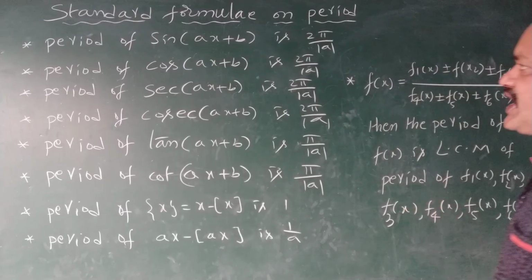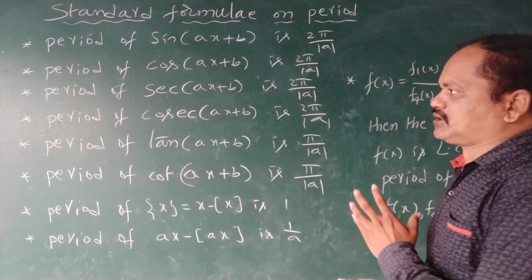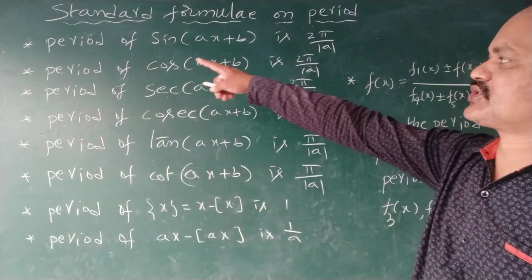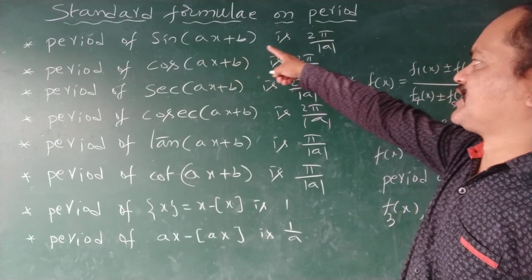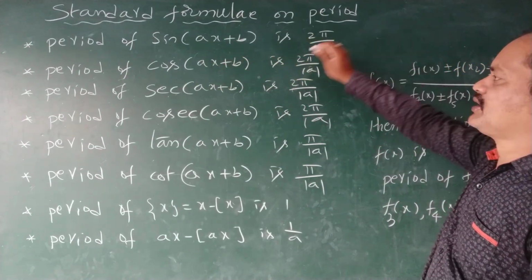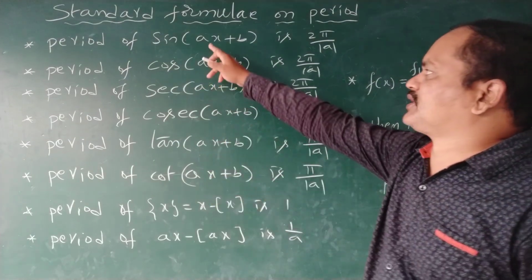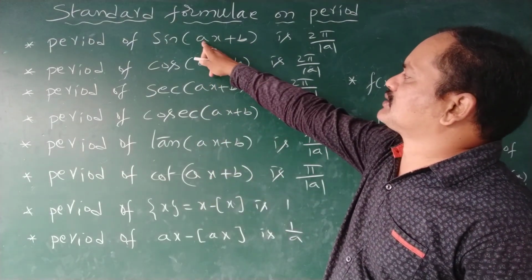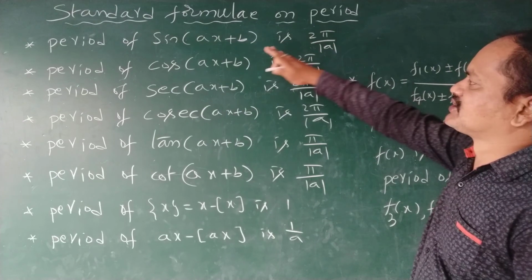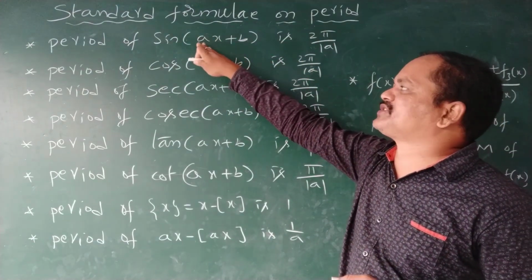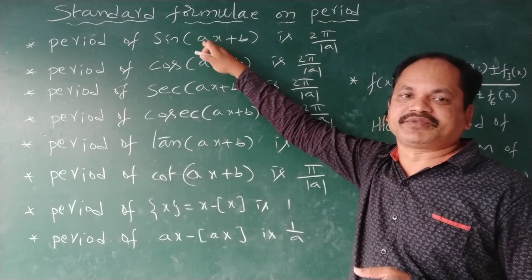Now some standard formulae on different types of functions, the period of different types of functions. So, standard results: the period of sin(ax + b) is 2π/|a|, where a, b are any real numbers. That means a is any real number. So we have to take the period of the function definitely with the coefficient of x. Give the preference to the coefficient of x.